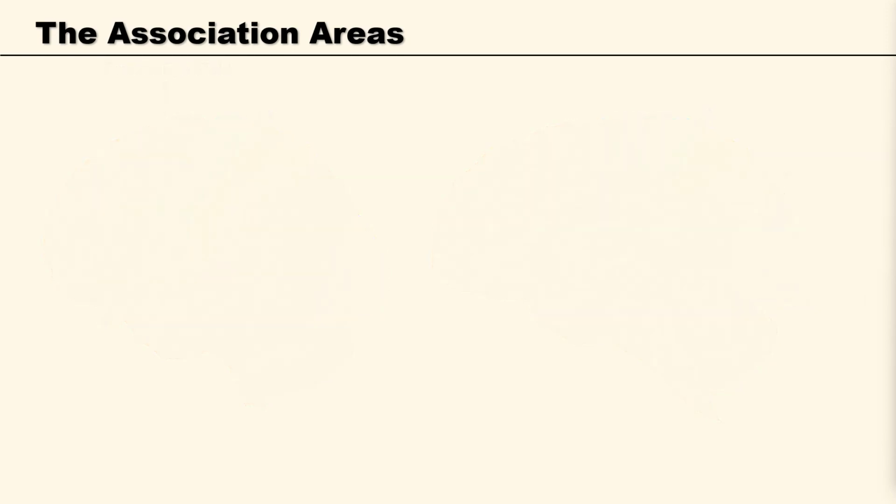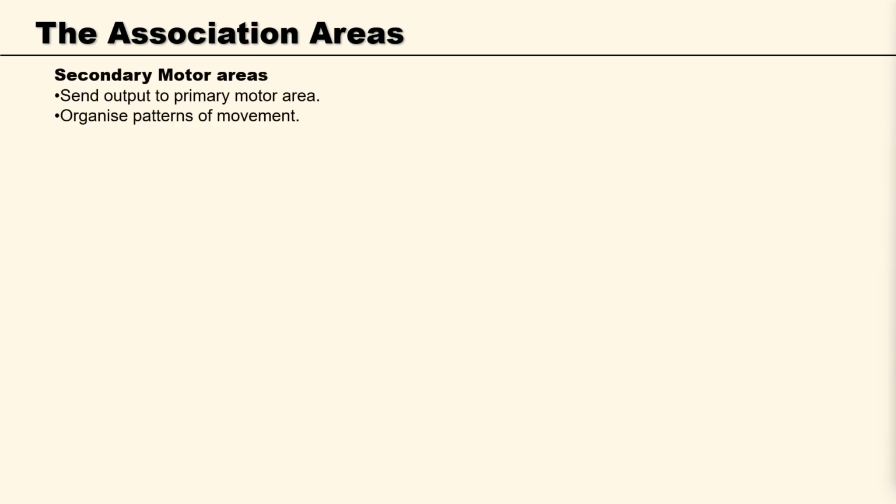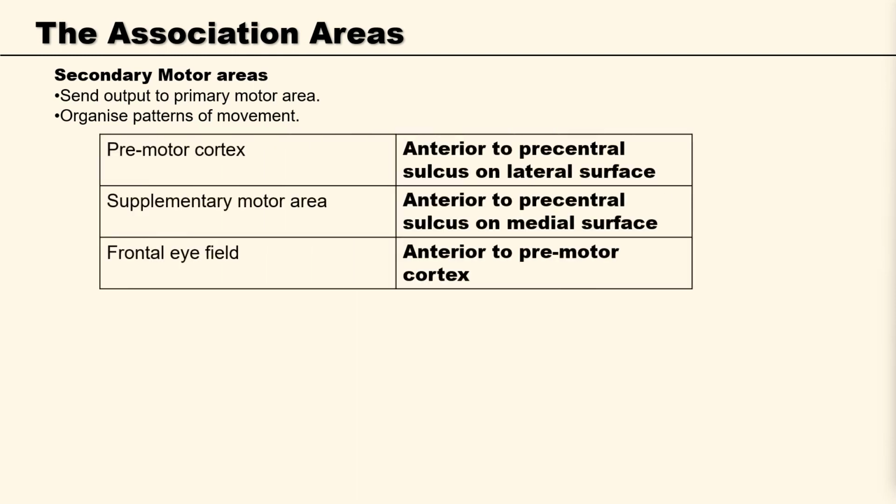Let's summarise the association areas. The secondary motor or motor association areas send output to the primary motor area and organise patterns of movement. The premotor cortex is anterior to the precentral sulcus on the lateral surface, whilst the supplementary motor area is anterior to the precentral sulcus on the medial surface. The frontal eye field is anterior to the premotor cortex.